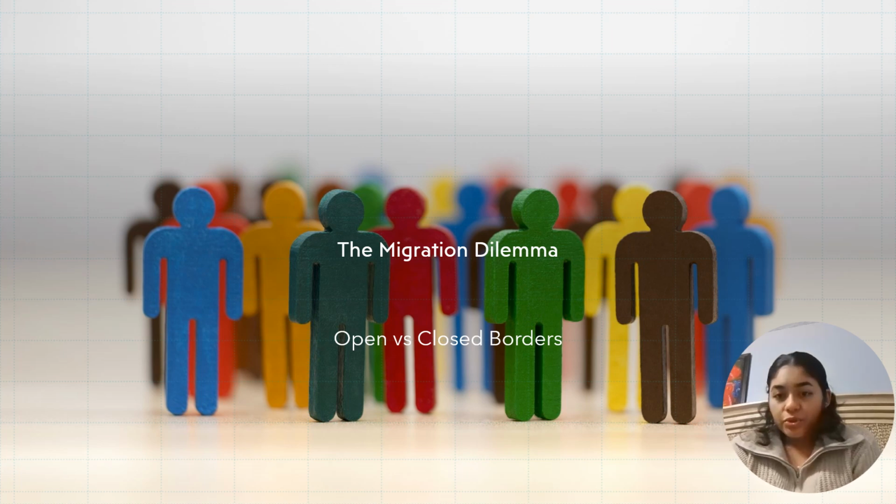This is a crucial issue because without balanced solutions, we risk losing the economic and social potential of migration or overwhelming essential resources, causing tension and inequalities in society.